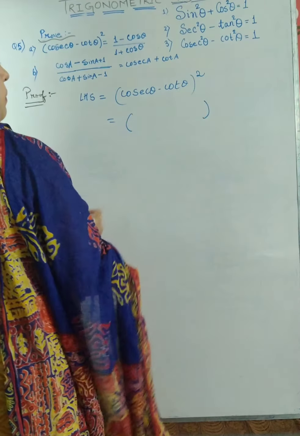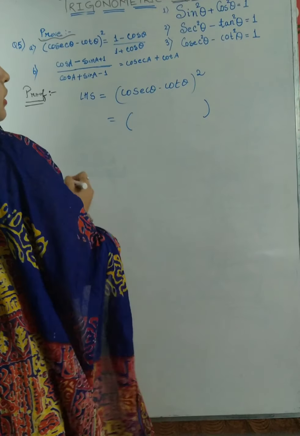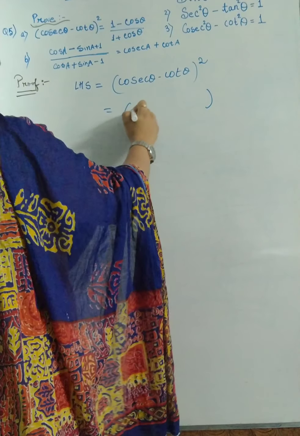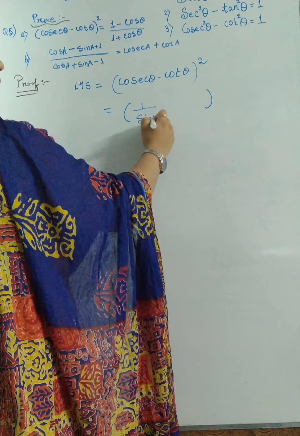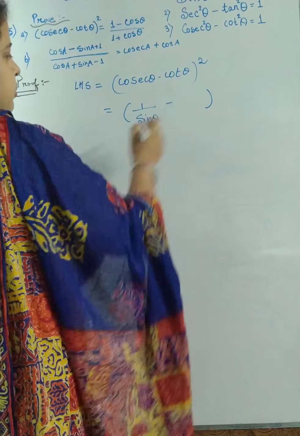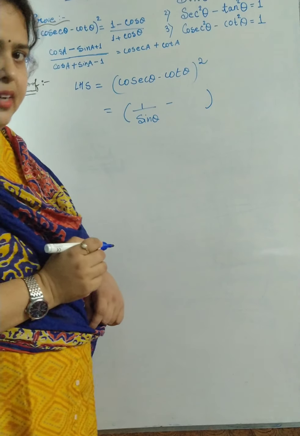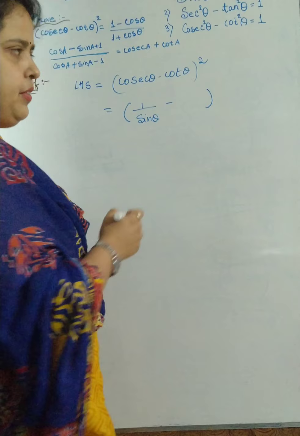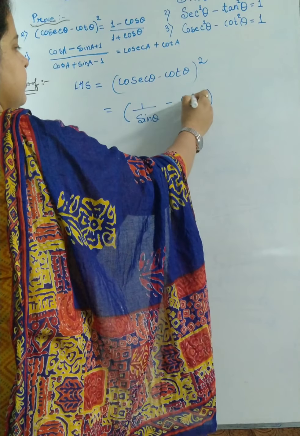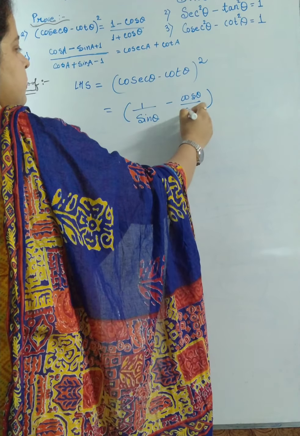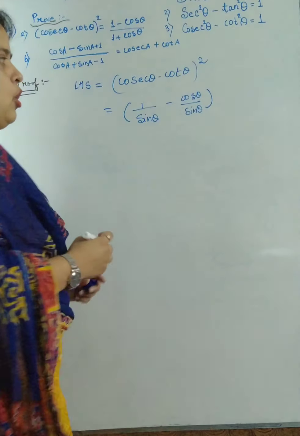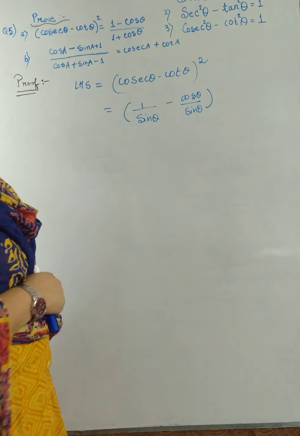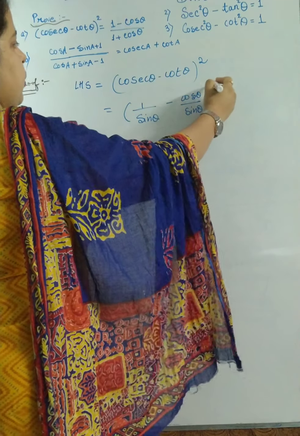So, in this particular problem, I can see in the RHS part, it is cos. So for that, I am going to change cosec theta into 1 by sin theta, as you know, the reciprocal relation. The cot theta can even be written as cos theta by sin theta. I may not explain this one, you have already learned the formulas. And there is a whole square over here.